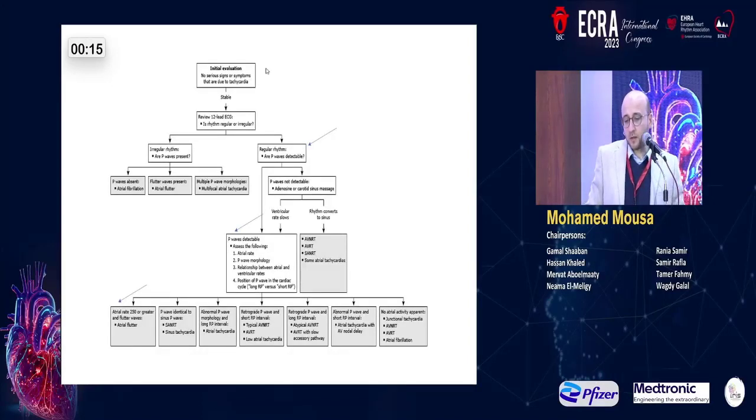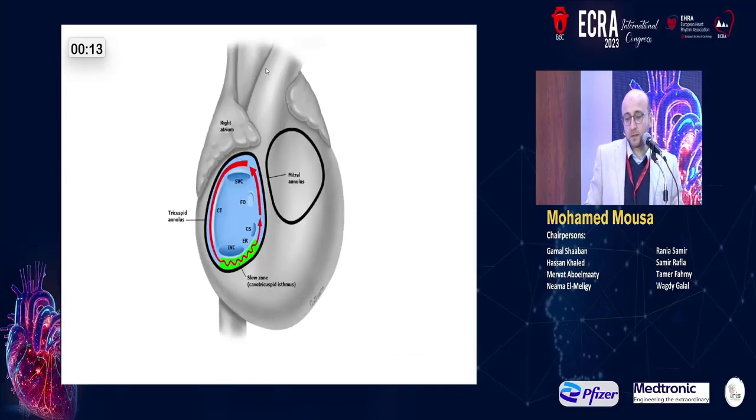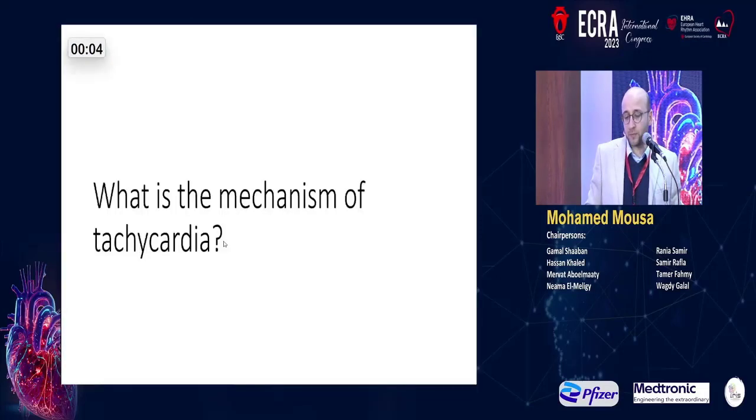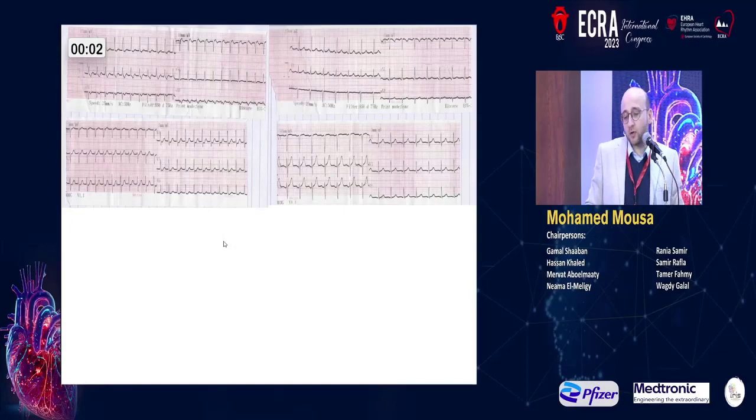Okay. This is a diagrammatic view for the counterclockwise typical atrial flutter, and this is the slow zone of the cavotricuspid isthmus, which is the target of ablation. What is the mechanism of this tachycardia? It's just simple enough.